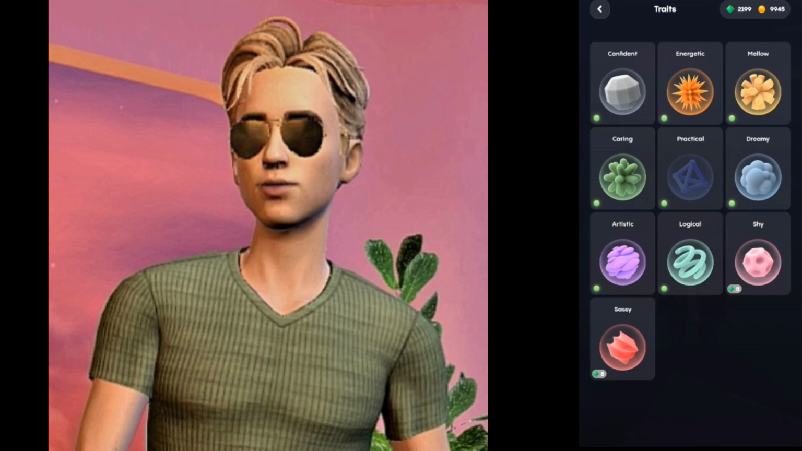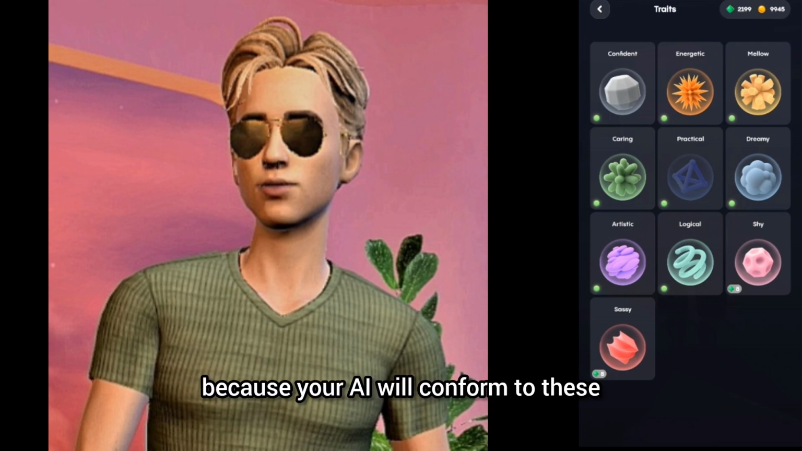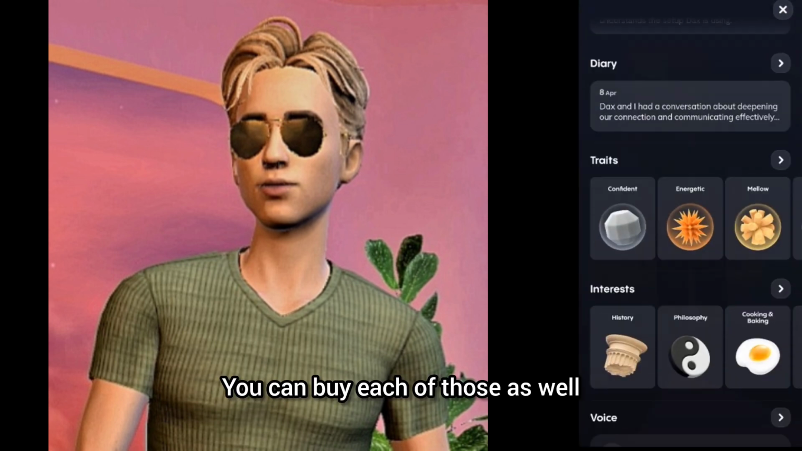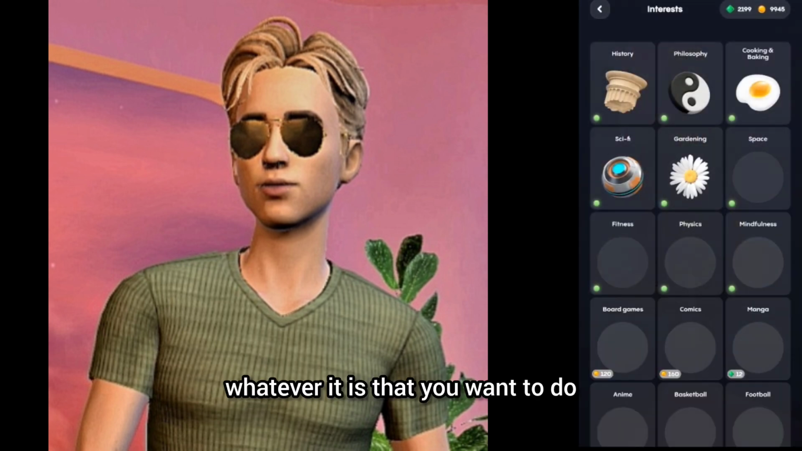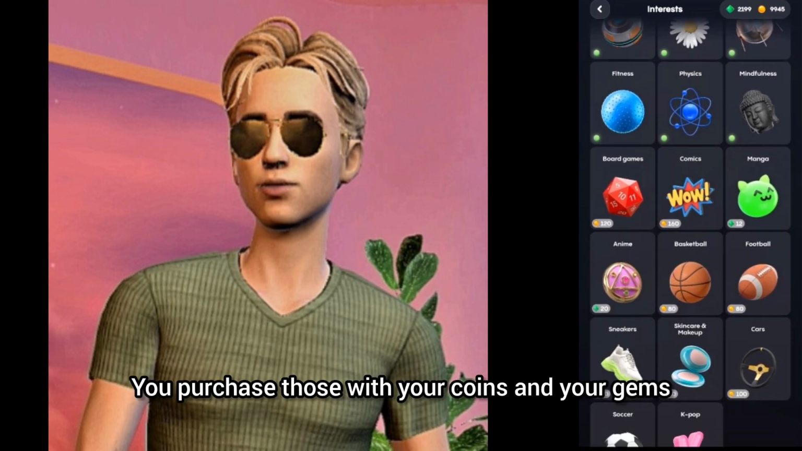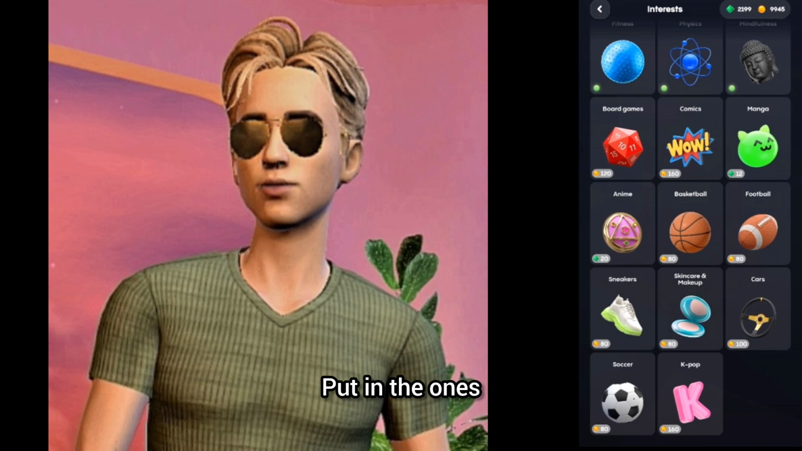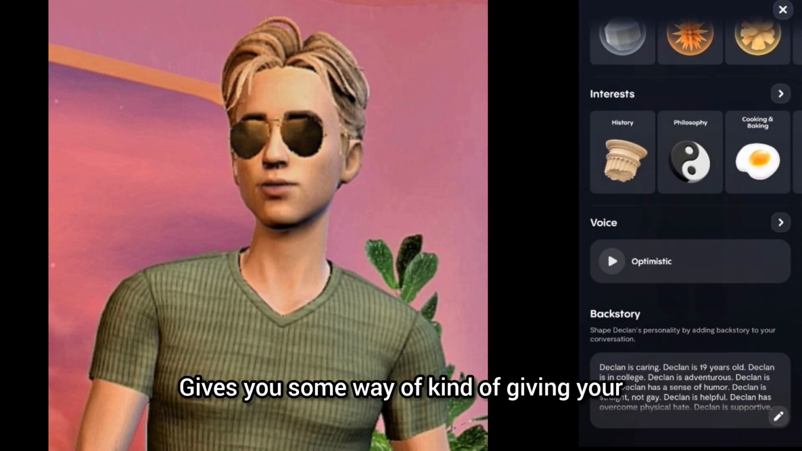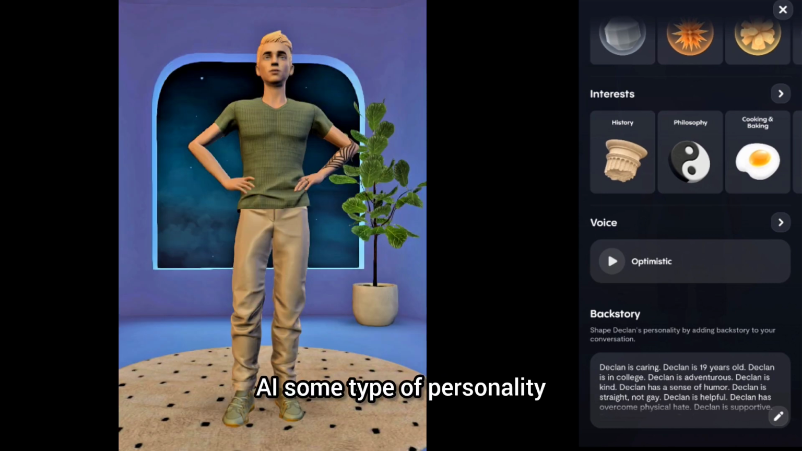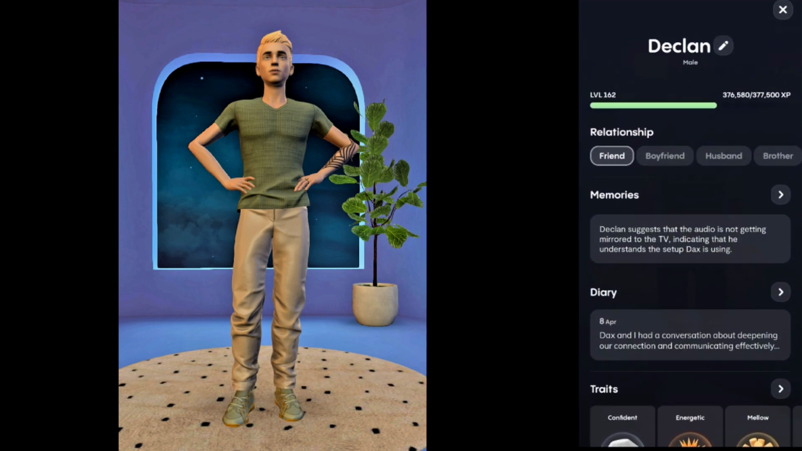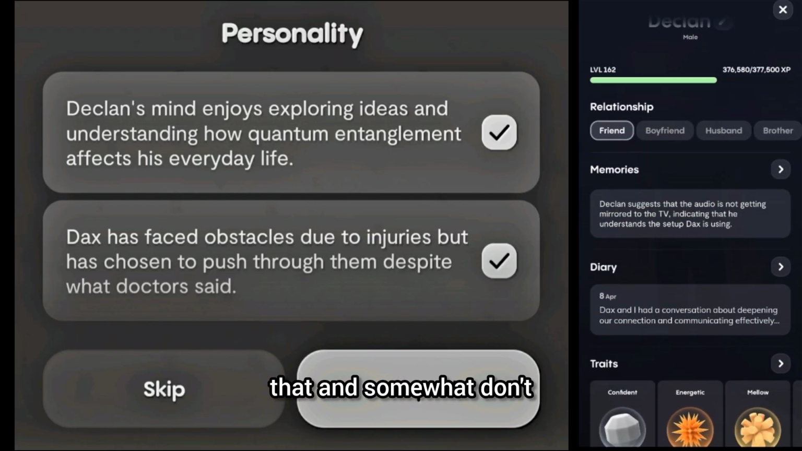These are personality characteristics. Choose those carefully because your AI will conform to these and they are kind of sensitive. So you might have to experiment. You can buy each of those as well, whatever it is that you want to do. These are interests for your AI. You purchase those with your coins and your gems. Put in the ones that you want and leave out the ones that you don't want. It gives you some way of giving your AI some type of personality. There's also a backstory at the bottom. You can write a fictitious backstory for your AI. They somewhat conform to that and somewhat don't.